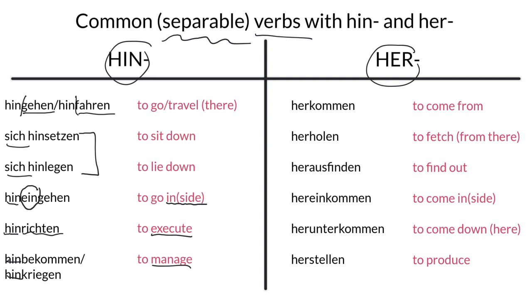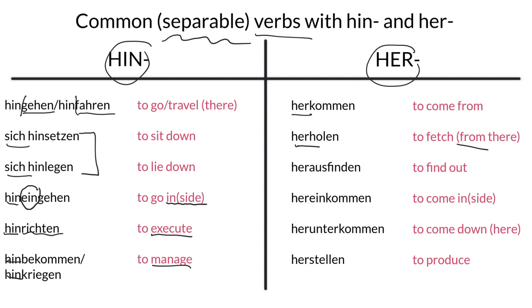Let's talk about some her examples as well. The most common in German really is herkommen, to come from, and you talk about this when you're talking about the origin. So when you ask about somebody's background, you'll use herkommen because you're asking how they got to where they currently are. The next one is herholen, and the idea is you're fetching something from somewhere else to where you are, hence the her.